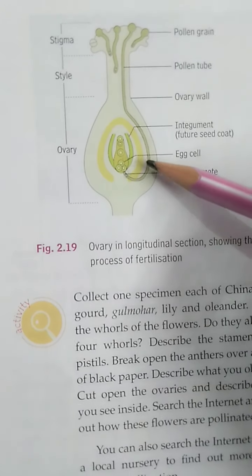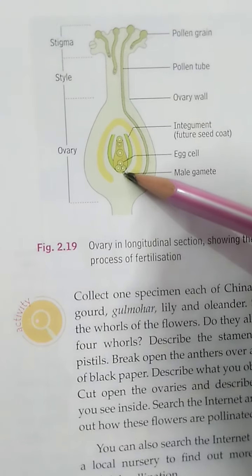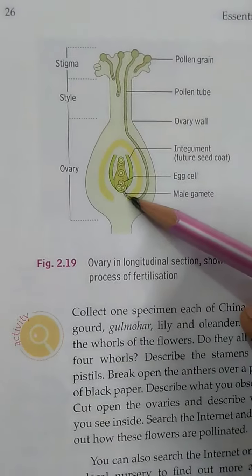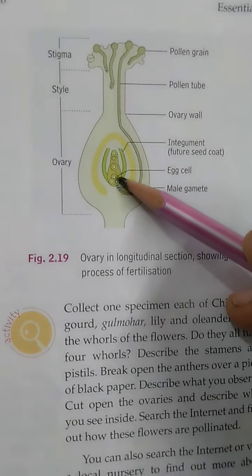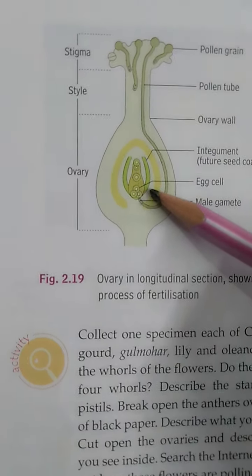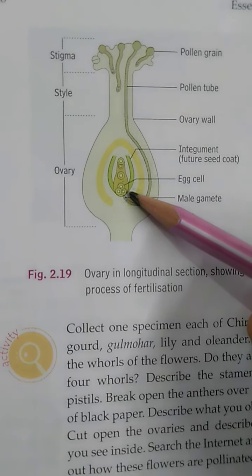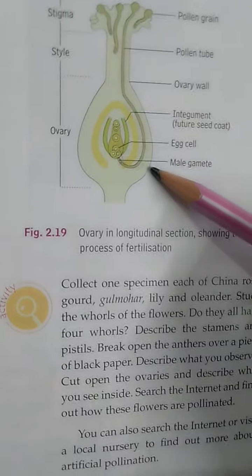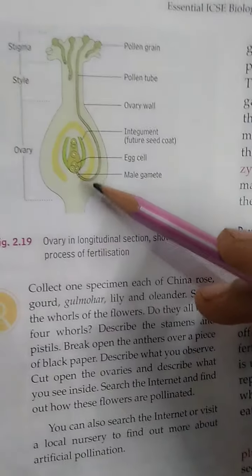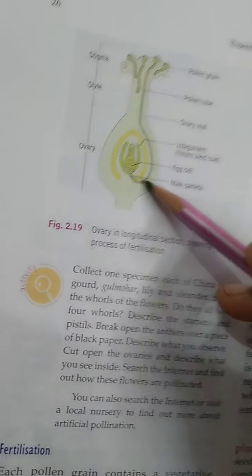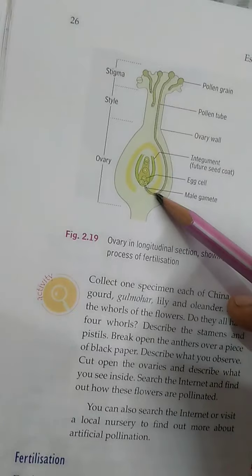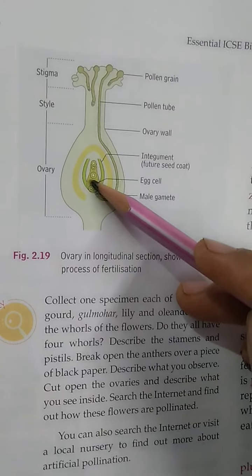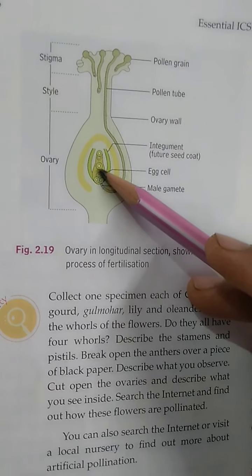In the ovary, because ovules are present, one male gamete fuses with the egg cell. These ovules are actually the egg cells. So one male gamete fuses with this egg cell in the ovule, giving rise to the zygote. When one male gamete fuses with the egg cell, this process is called fertilization, and after the fusion of the male gamete and egg cell, a new cell is obtained, which is known as the zygote.